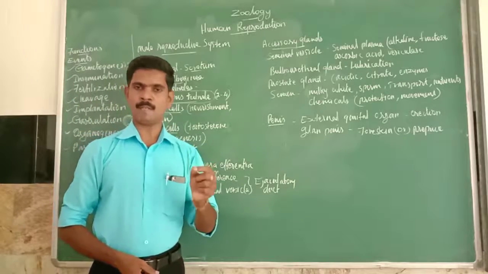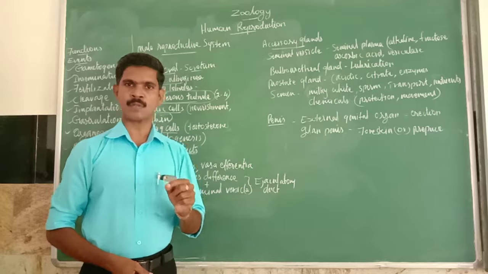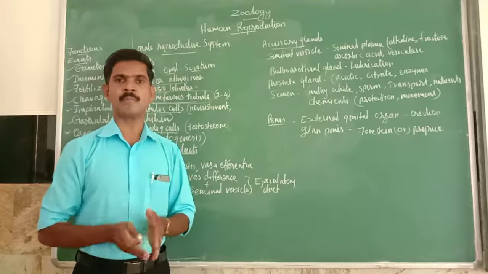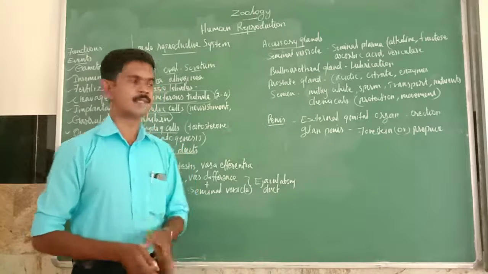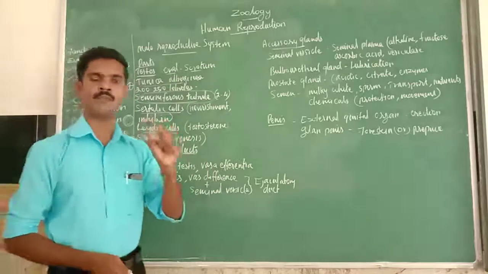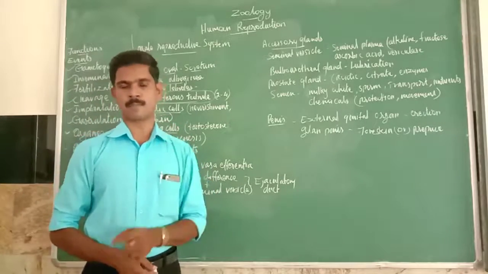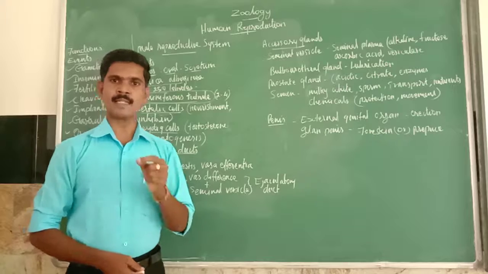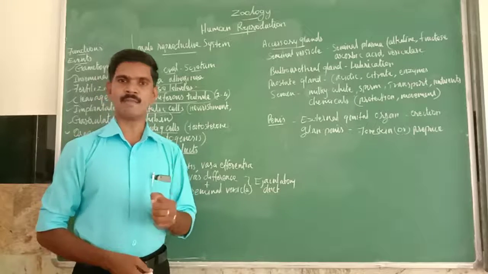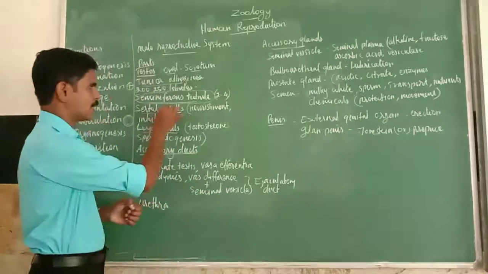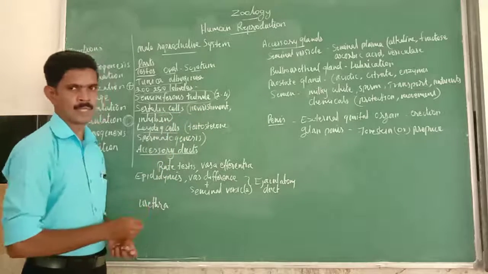The sperm is produced inside the seminiferous tubule, and until the sperm reaches maturation, these Sertoli cells give food or nutrients to the sperm. So until reaching maturation, the sperm receives its nutrients from the Sertoli cells. This is the first function of the Sertoli cells.